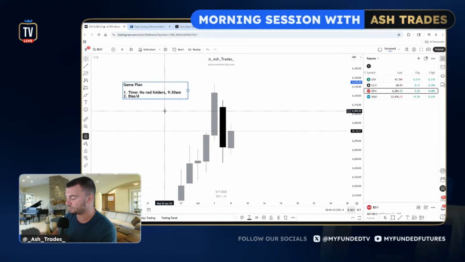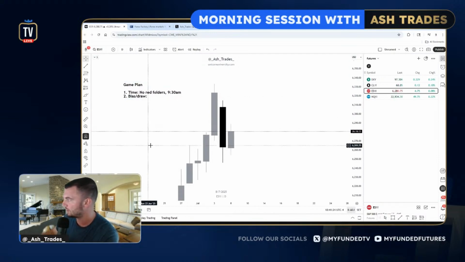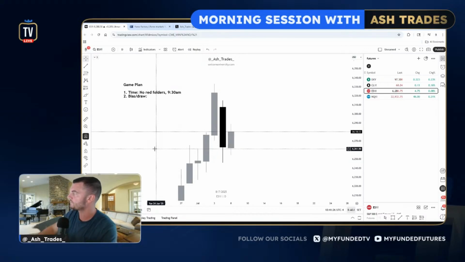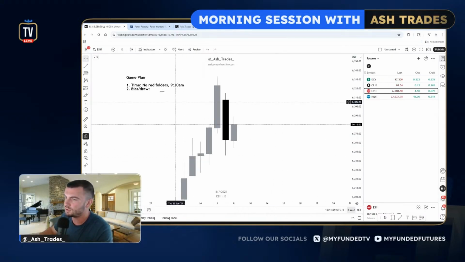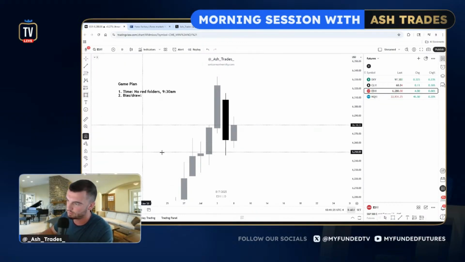Then is bias or draw on liquidity. In my opinion, those two things mean the same exact thing. Whatever you think price is reaching for is a bias. Whatever price is reaching for is a draw on liquidity. For myself, I get to the daily chart. I look at swing highs, swing lows, and FVGs. That's how I create a bias.